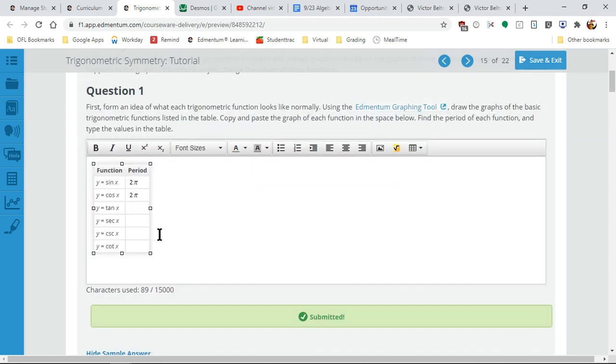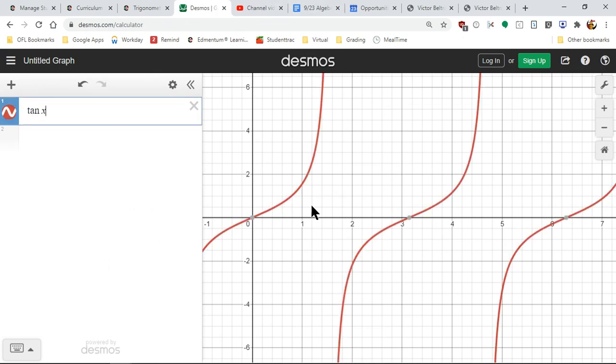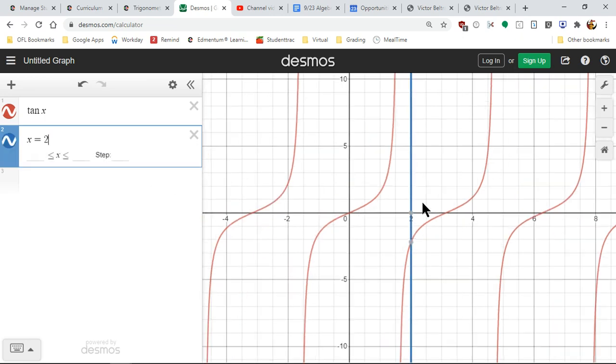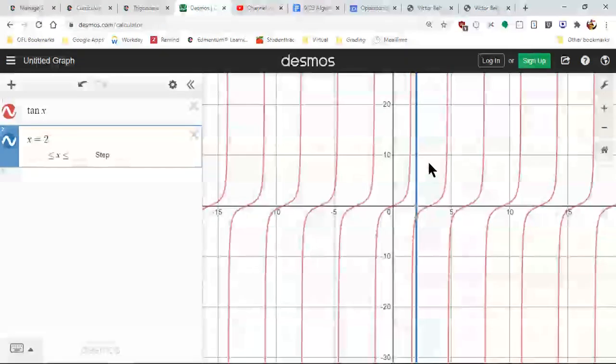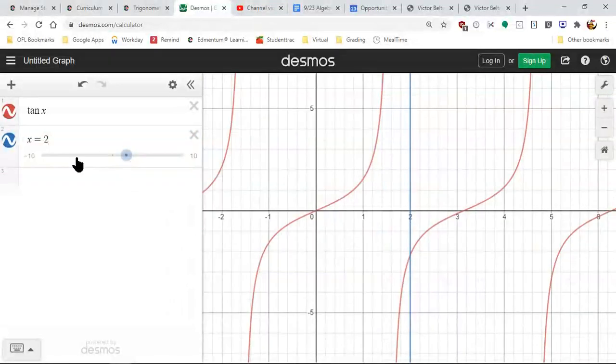Let's look at tangent, though. I haven't really gone over tangent, so let's see how tangent looks. Something different is happening here at tangent. Let's see if we can figure out what that asymptote is. So I'm going to say the asymptote is at 2. So I'm going to make this line x equals 2. And it looks like that's not enough.